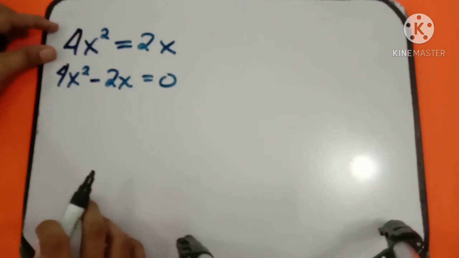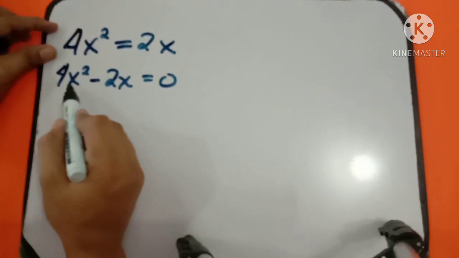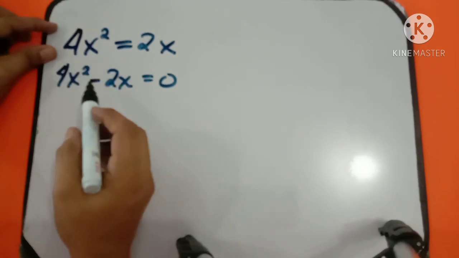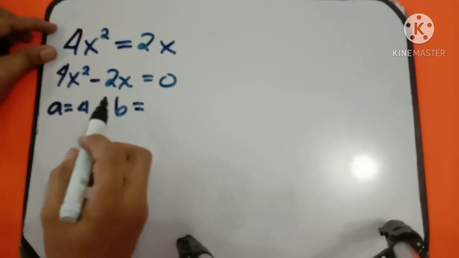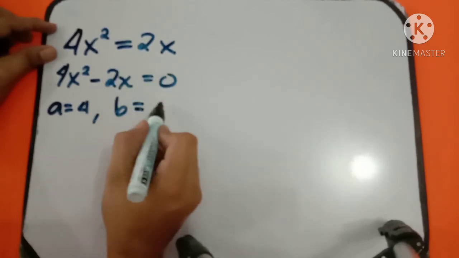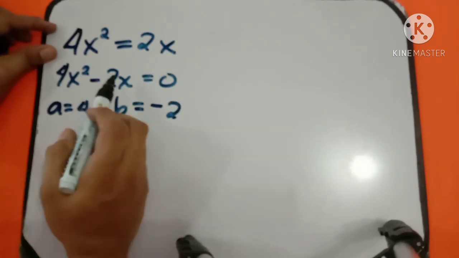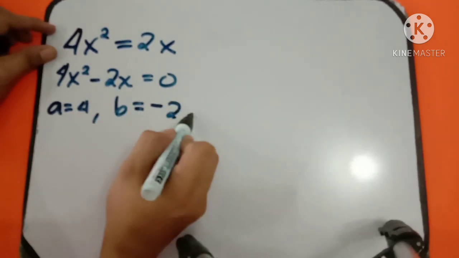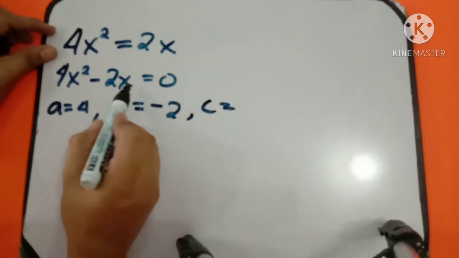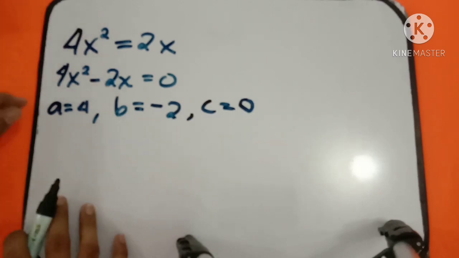Next, we simply determine the value of a, b, and c. Our a is always the coefficient of the quadratic term. We have here, this is the quadratic term. So our a is simply 4. Our b is the coefficient of the linear term. We have here the linear term, so that is negative 2. Always include the sign of the coefficient. Then for our c, since we have no constant, automatically the value of c is 0. So now we have the value for a, b, and c.